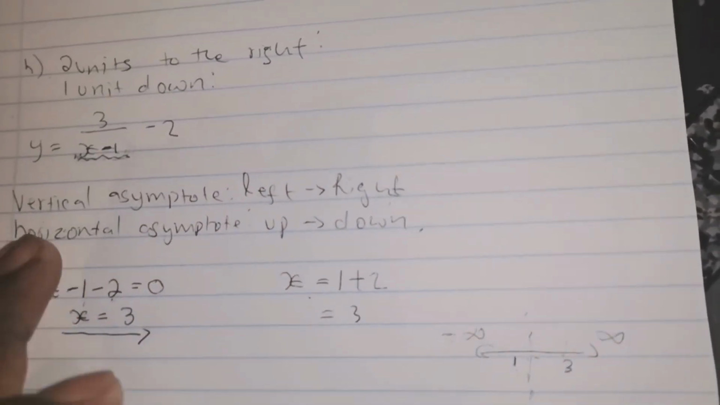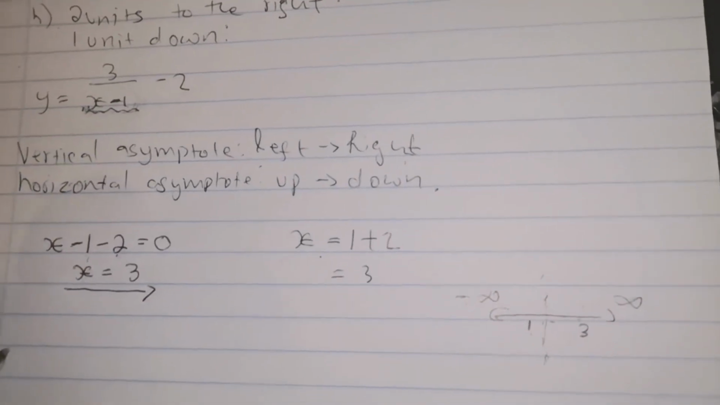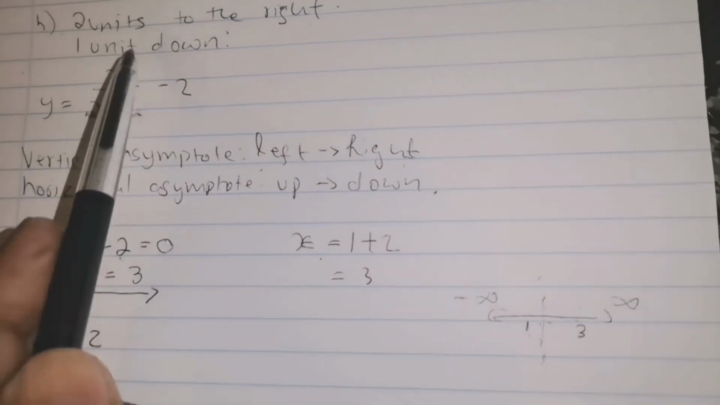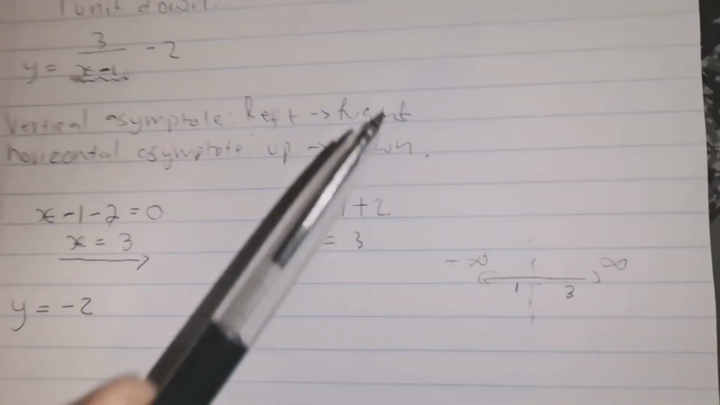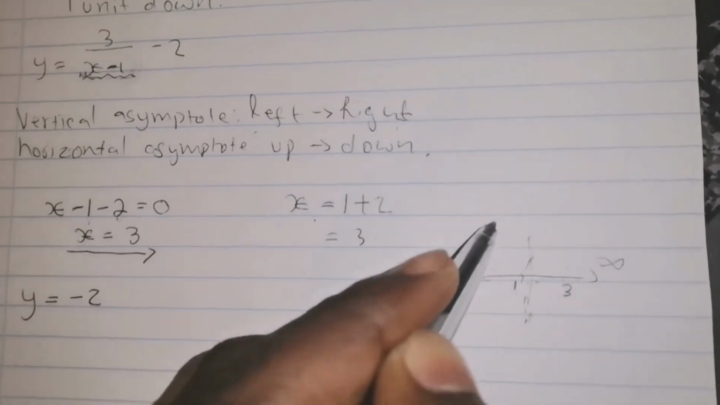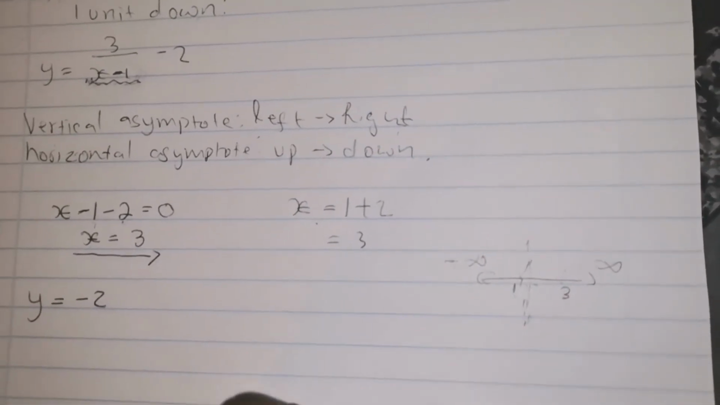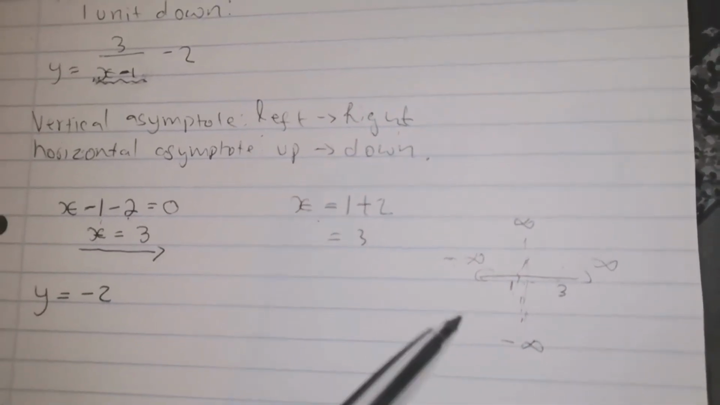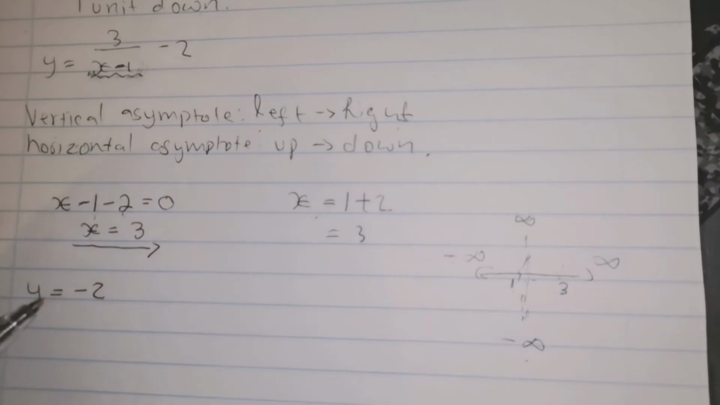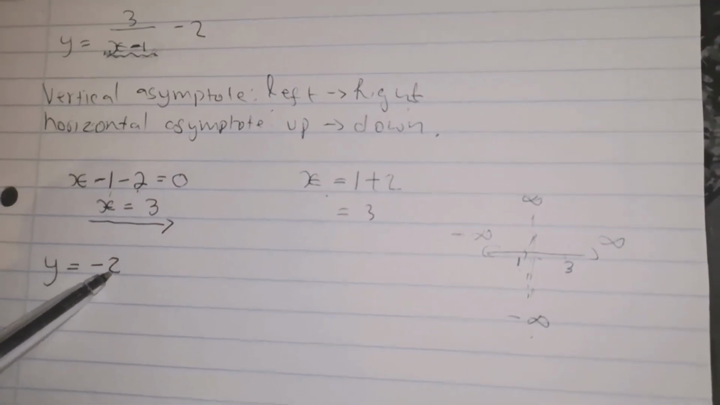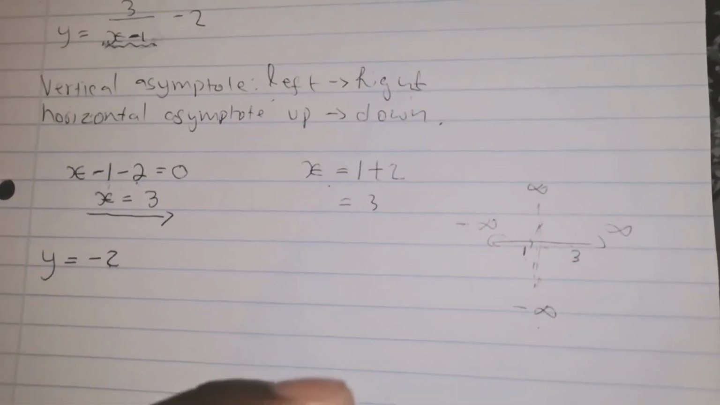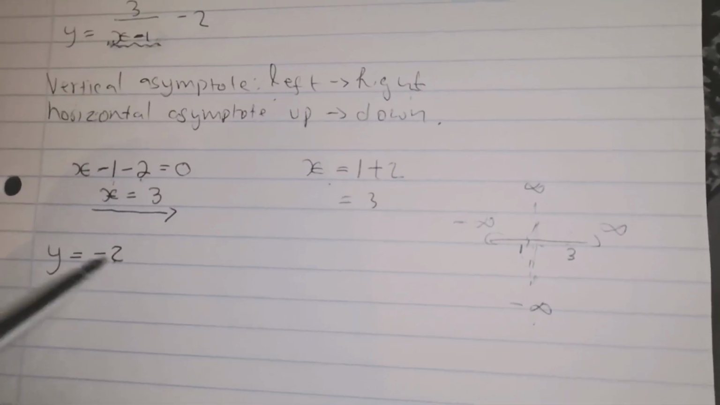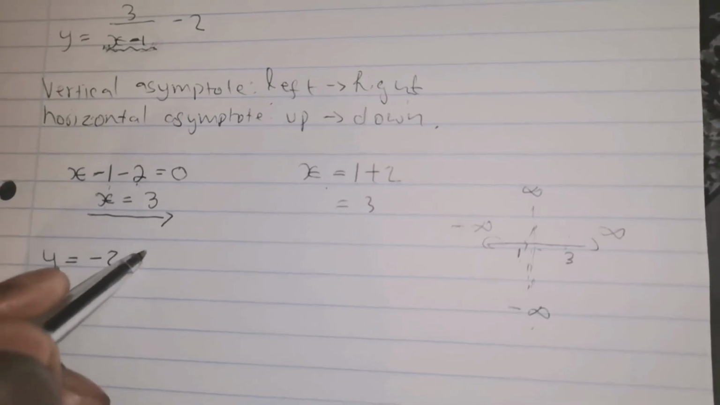Then for our horizontal asymptote, it's so simple, y is equal to minus 2, and that's it. We are 1 unit down. Remember, vertically, this is our positive side, this is our negative side, meaning when you add 1 unit downward, we are decreasing. From negative 2, we go to negative 3, minus 1.